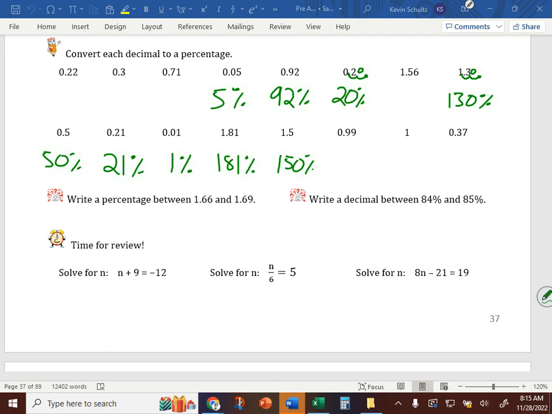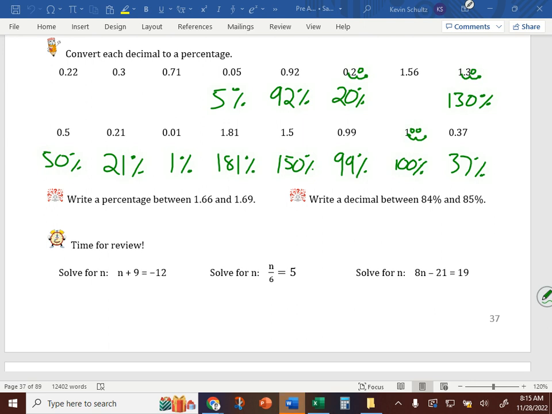Okay, 0.99. 99%. One whole. 100%, right? It's like that decimal is after the one. Okay, it's not written, so it's at the end of the number. And if we move it over twice, fill in those spots, we've got 100%. Also, we talked about one whole. You've got everything, 100% on a test or whatever it is. Okay, 100%. And 0.37, 37%. Good.